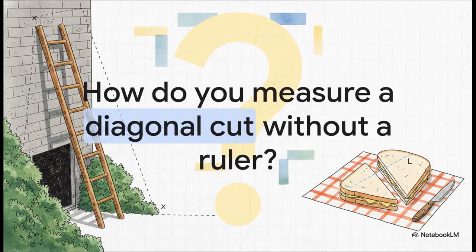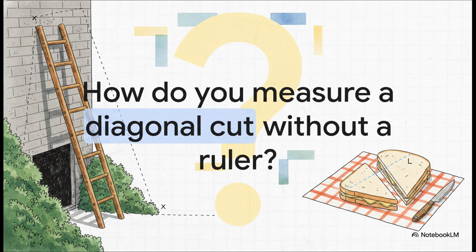But before we start throwing formulas around, I want you to imagine a couple of real-world mysteries. Let's say you have a tall ladder leaning high up against a building. How do you figure out the exact ground distance from the wall if you can't actually get down there to measure it? Or let's bring it way closer to home. You're making a simple cheese sandwich, and you slice it diagonally. How do you mathematically calculate the exact length of that cut without ever touching a ruler?